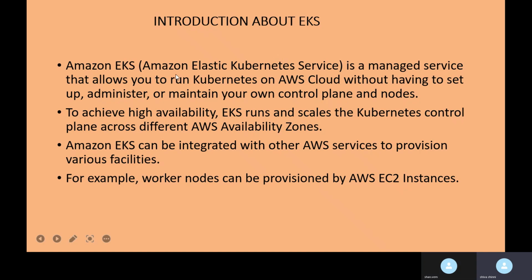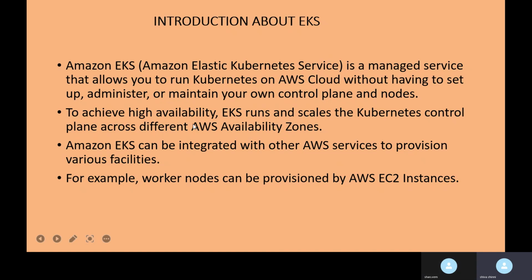Amazon EKS is basically Elastic Kubernetes Service, which is a managed service by AWS. That allows you to run Kubernetes on the AWS cloud without having to set up and maintain our control plane as well as the nodes cluster. So it will be managed by AWS only. So you can just configure your first things.